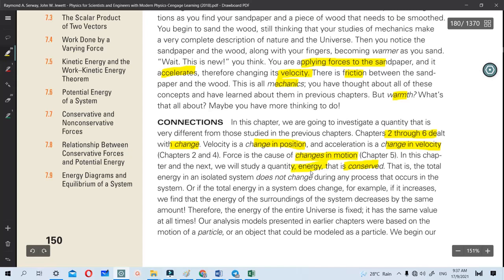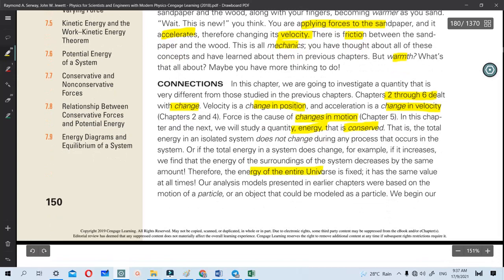It does not change, in terms of the total value. The value is the same. However, since you have seen this in high school, perhaps it's okay to introduce it now. It does not change, but what does change? It changes in shape, but the total amount, the numbers, remain the same. So the energy of the entire universe, therefore, is fixed, the same value at all times.